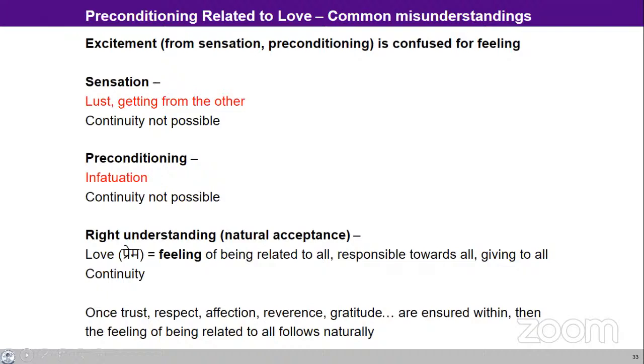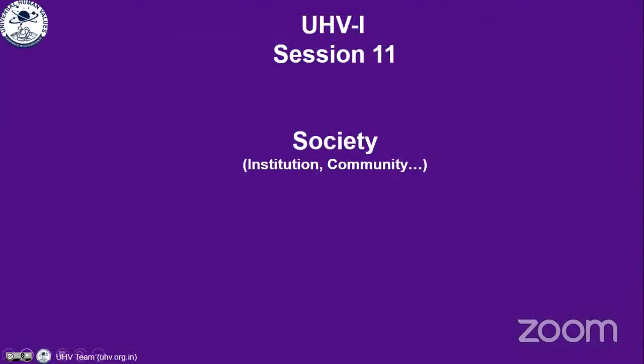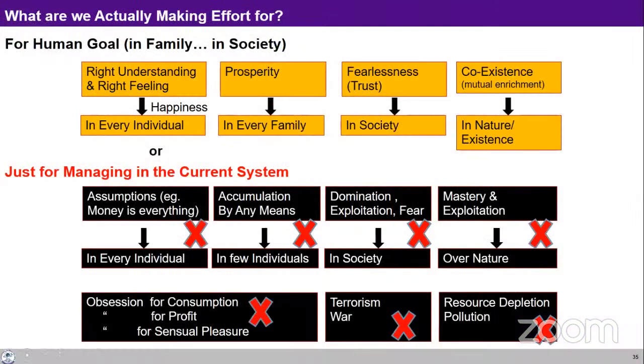So right understanding based on natural acceptance. The proposal is it's the complete feeling of being related to all, responsible towards all, giving to all continuously. Once trust, respect, affection, reverence, gratitude are ensured within, then the feeling of being related to all follows naturally. Then we discussed about society, about human goal, right understanding and right feeling in every individual, prosperity in every family, fearlessness in society, coexistence in nature.